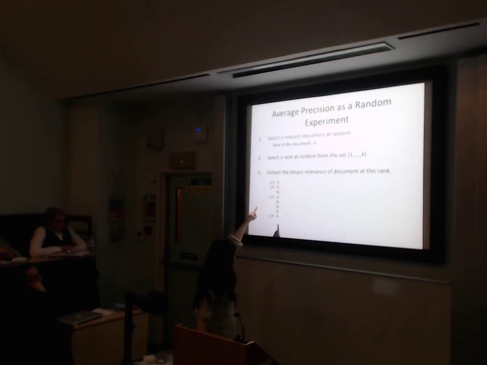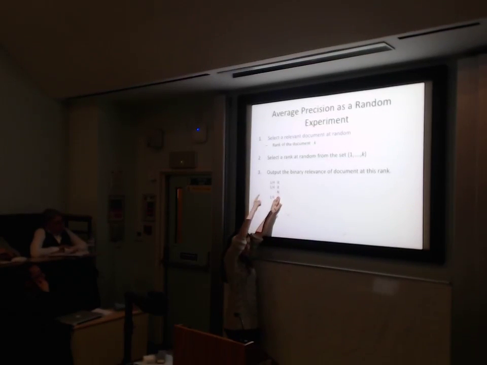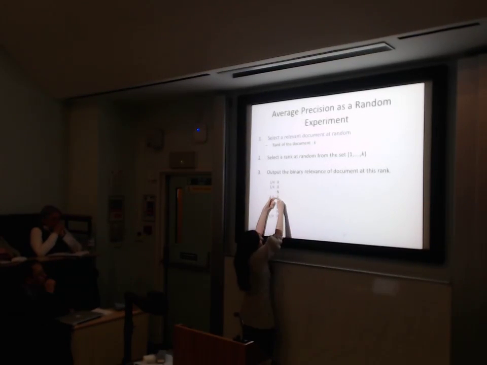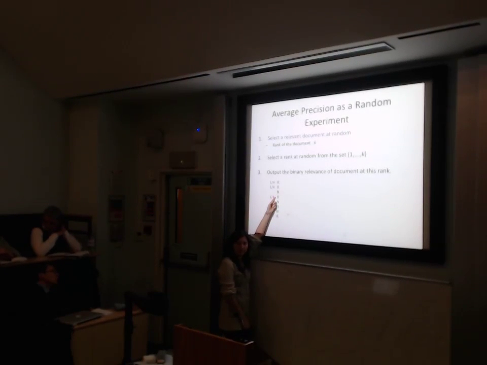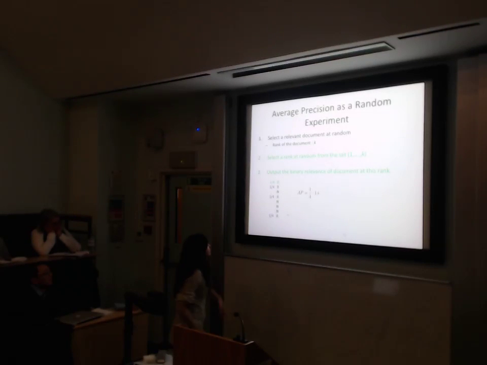Now, once I have selected the relevant document, the second step is to select a rank at random from rank 1 to k. So assume that I selected this relevant document in the first step. The rank of this relevant document is 4. Now in the second step, I could select any of these documents that are above this relevant document. Okay? And let's assume that I selected this one, and I just output the binary relevance of this. So what is the expected outcome of this now?